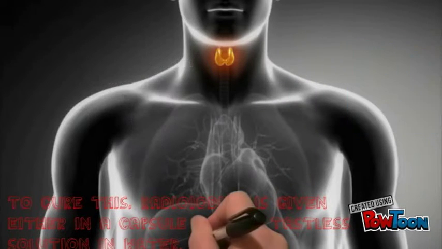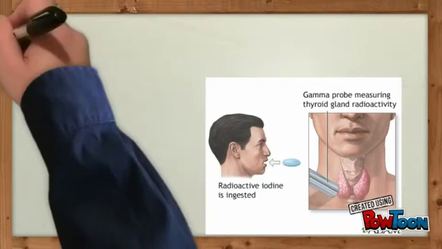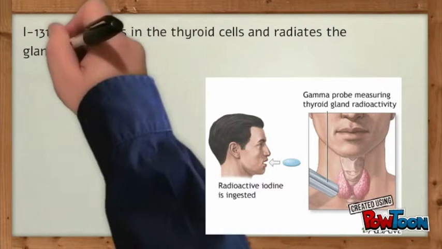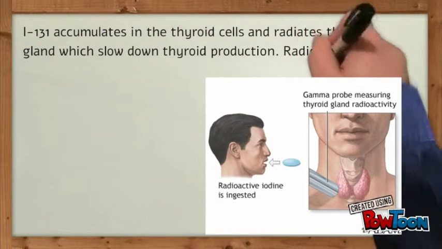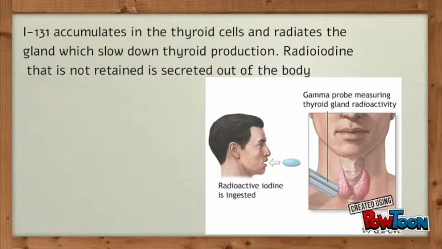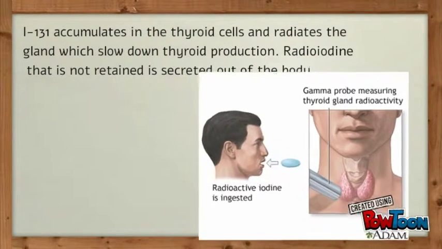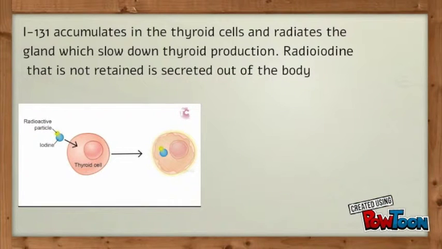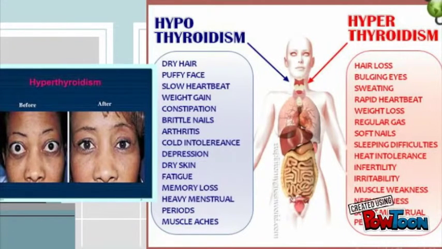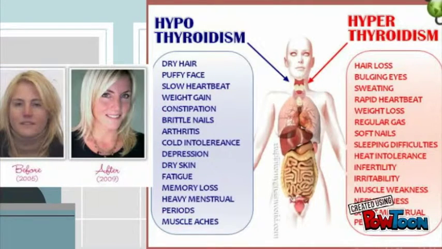Frightening, isn't it? To really simplify this cure and put it in simple terms, iodine-131 is used to slow down thyroid production. And this fascinating cure works because thyroid cells are the only cells in the body that are able to absorb iodine. These are some of the main symptoms of hyperthyroidism. Phew, it looks like I don't have any.